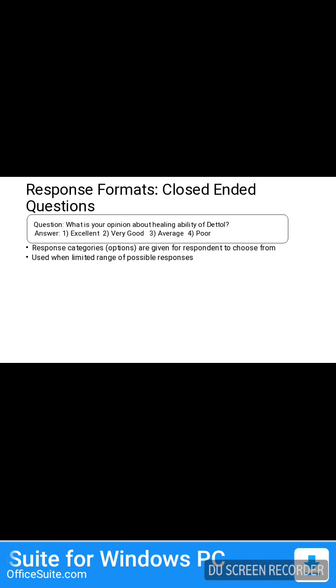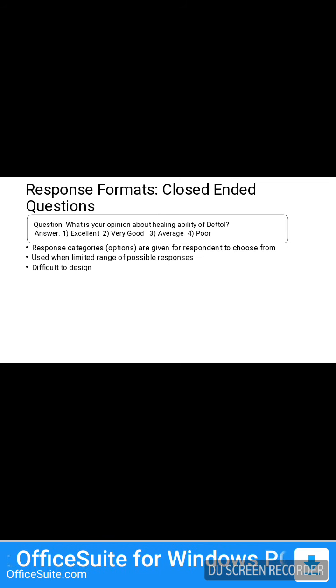For example, if I ask you, do you like Parleji or not? There are only two responses that you can give, yes or no. Or maybe a third response can be neither yes nor no, but slightly. So there are a limited number of responses that are possible. In such case, you go for closed-ended question. But then if I have to ask you, what do you feel would be the impact of lockdown on the economy? Then there are n number of responses which are possible, and for these kind of questions, when the response range is unlimited, you should go for open-ended questions.